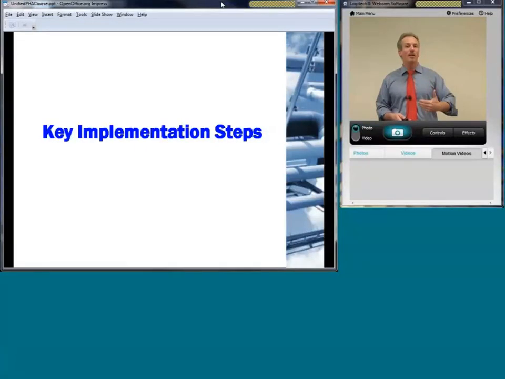That's where the rubber meets the road in terms of improvements that may be needed to remove weaknesses and make sure that it's safe enough for employees, the environment, and also the community. So key implementation steps, that's the real magic, and that's what I want to focus on today.